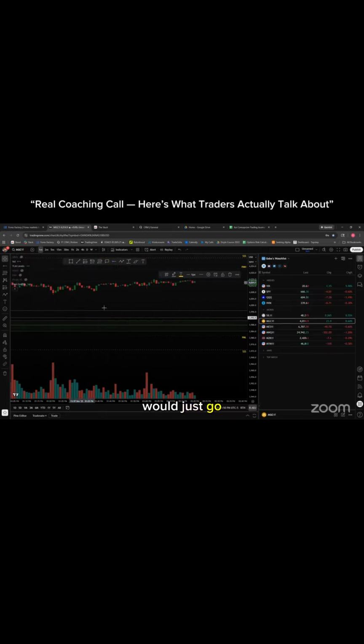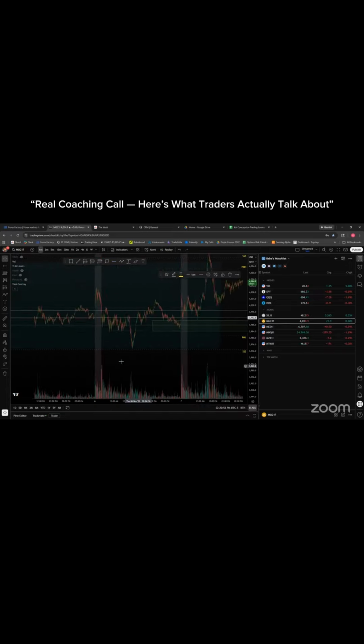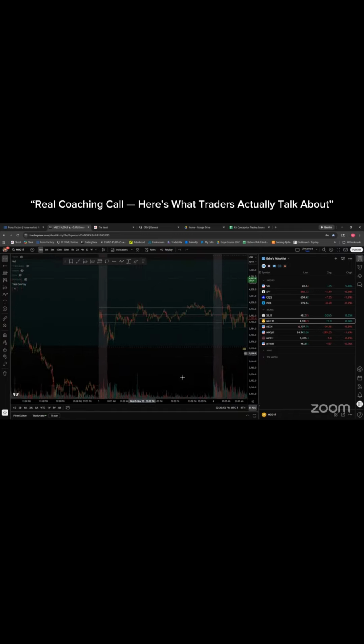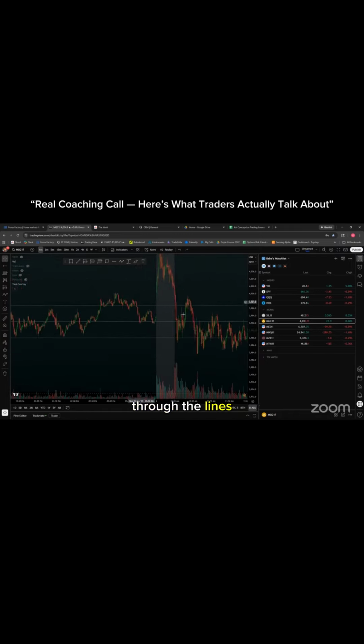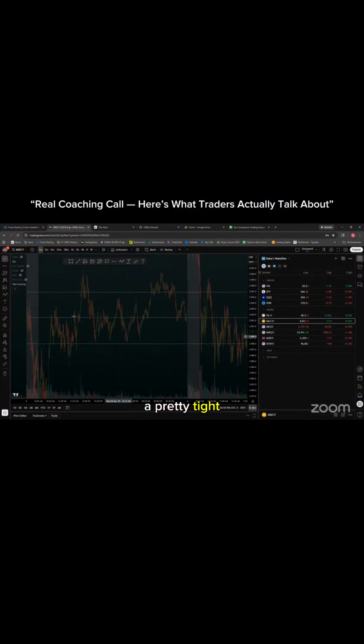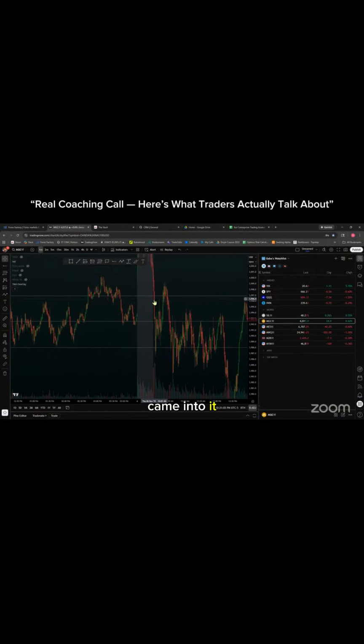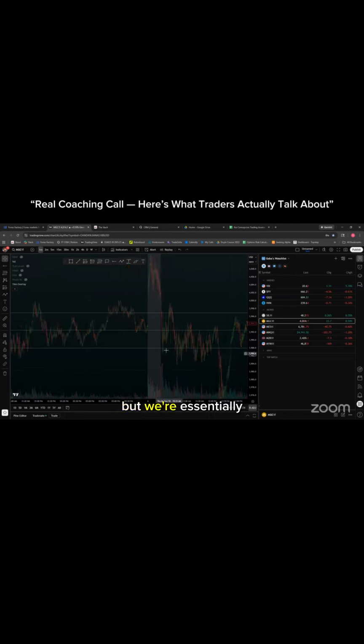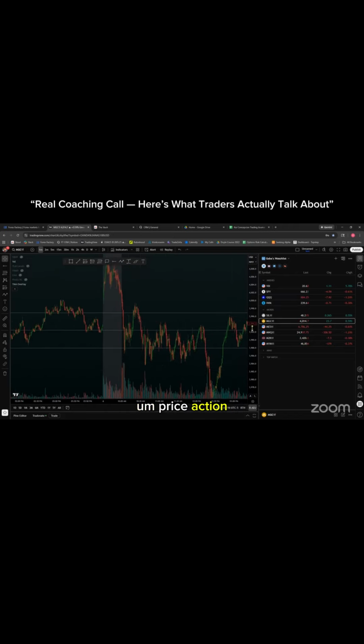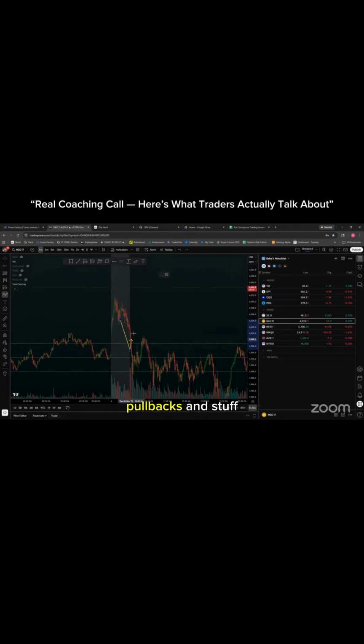Then you would just go in on the lower time frames, and when we get to that day, you want to look for a rotation through the lines. This gave a pretty tight range, so when it came into it, it just dumped through it. But we're essentially looking for price action to form pullbacks and so on before the rotation.